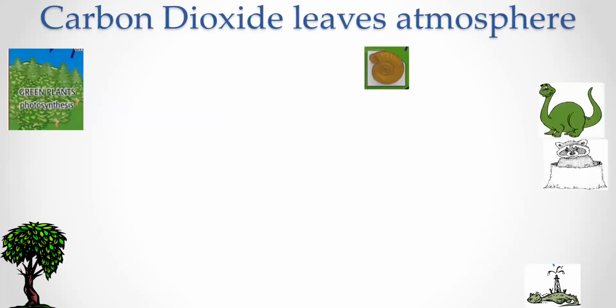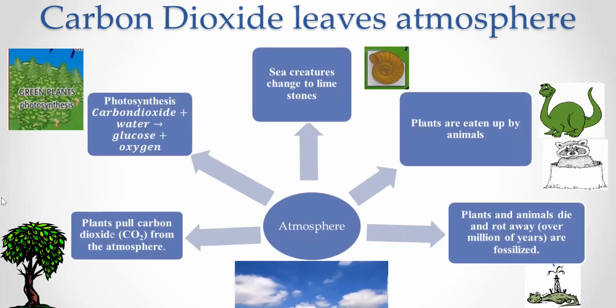We can check through the diagram how carbon dioxide leaves the atmosphere. First of all, we check photosynthesis. Green plants do photosynthesis. They take carbon dioxide and add water. Then they make glucose and oxygen. So this carbon has become part of the plant after taking carbon dioxide from the atmosphere.